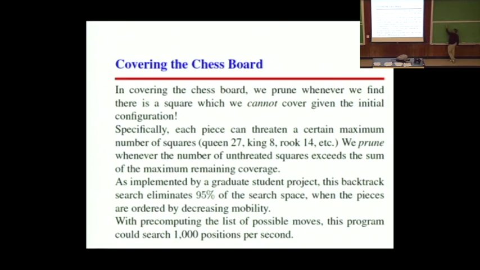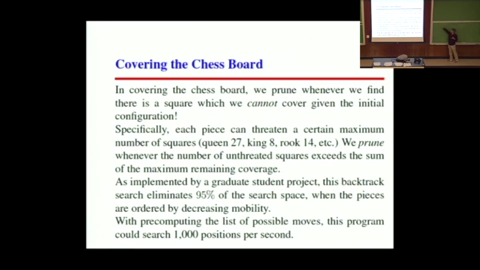What if I get to the point where I've put down every piece but the king, and I still have 10 unthreatened squares? Is there any possibility I can complete this to be a solution? No. Why is that? Because the king can only attack 8 squares. Does everybody see that? Okay. I need this last piece to have the power that it can threaten at least as many squares as are open, right?